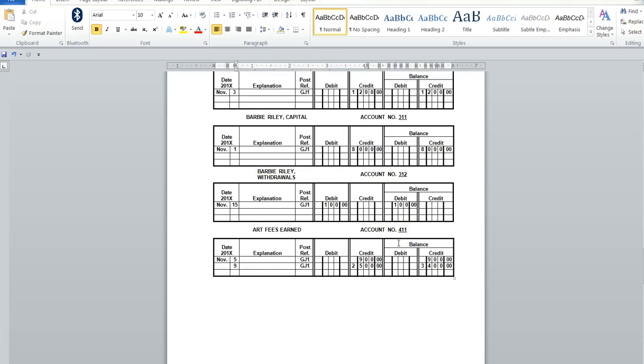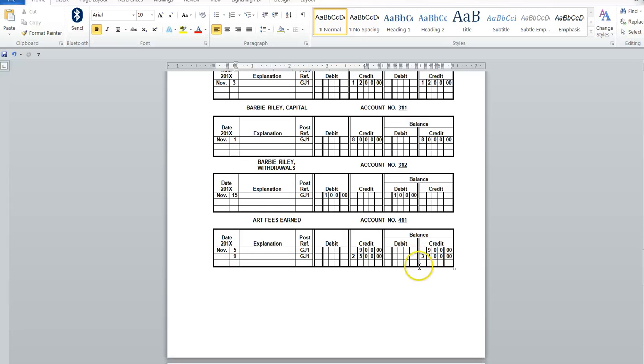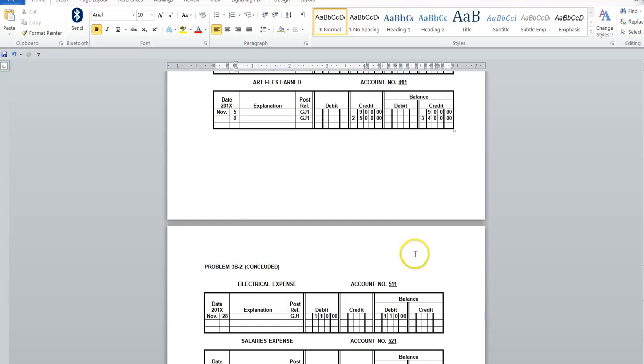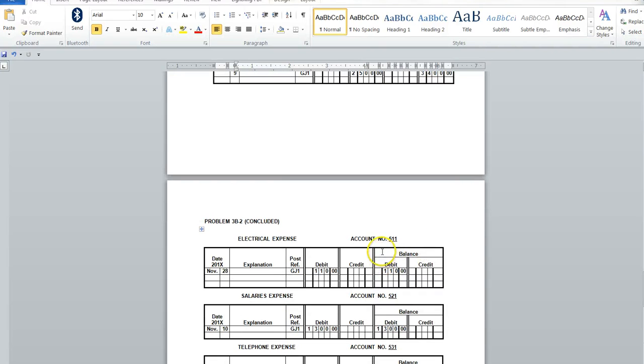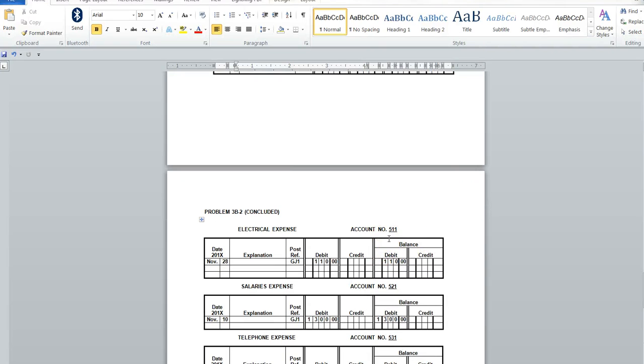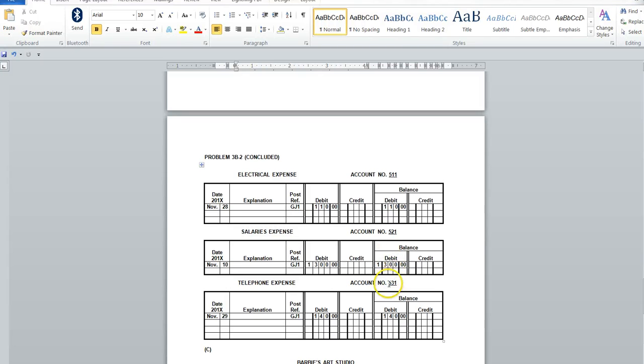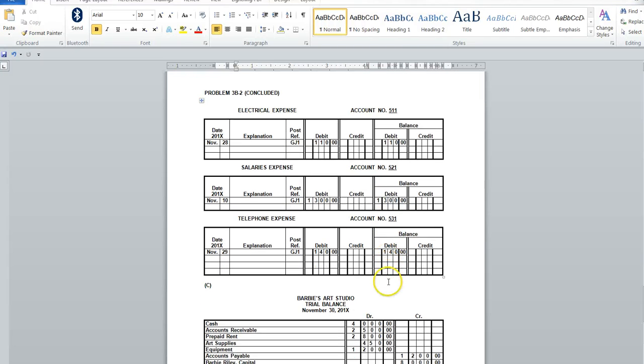The fees earned is a revenue account. We don't record revenues directly in capital. We keep them in their own separate accounts so that when we prepare an income statement, we'll have them all separated. Here they're using the number 5 as the leading number of the expenses.